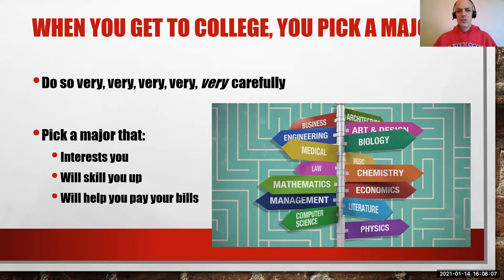I always tell students who have an interest in computer science, pick your major very carefully. You really want a major that suits you in three different ways, right? You want something that interests you, something that will give you skills, right? And then something that will help you pay your bills, right? Meaning that there's a demand for those skills, right?